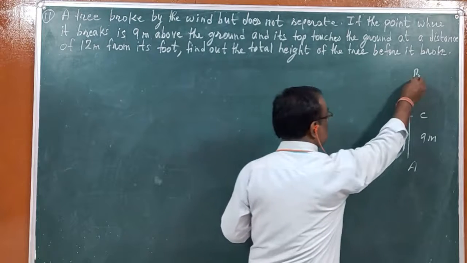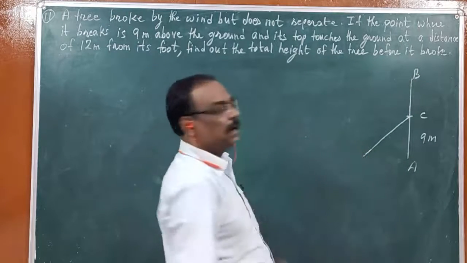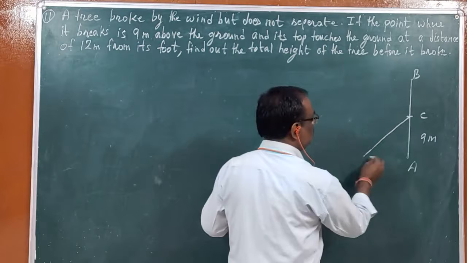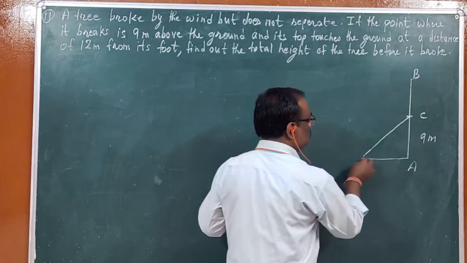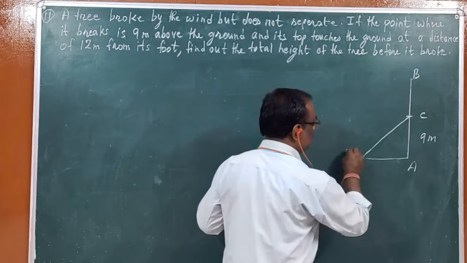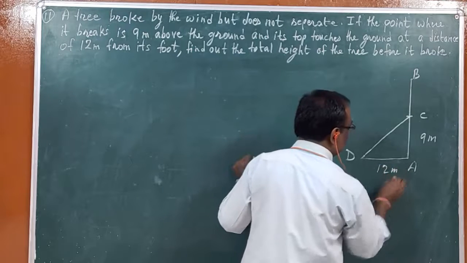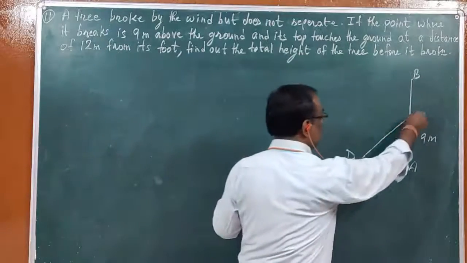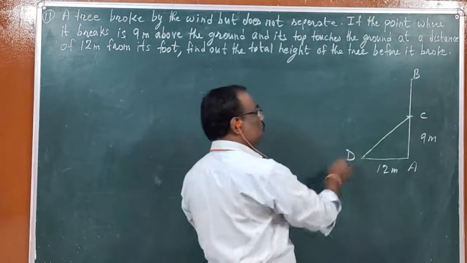Suppose the top, this B, has come here, it is touching this part. And in the question it is given that this is the foot of the tree, this is the top of the tree. So this distance is already given to us, that is 12 meters. Suppose I write this one as D. So AD is already given to us, the distance is 12 meters. Now this CB has taken the position of CD. This broken part has come to this one.